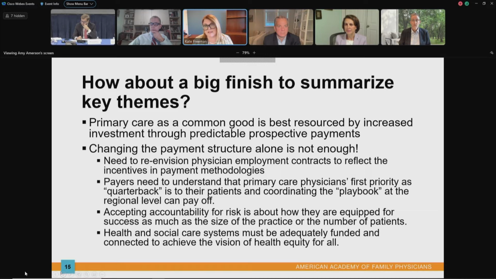In terms of risk, accepting accountability is really about how practices are equipped for success as much as the size of the practice or the number of patients. And I think, foundational to all of this is that health and social care systems need to be adequately funded and connected to achieve the visions of health equity. So with that, I'll turn it back over to you, Paul.